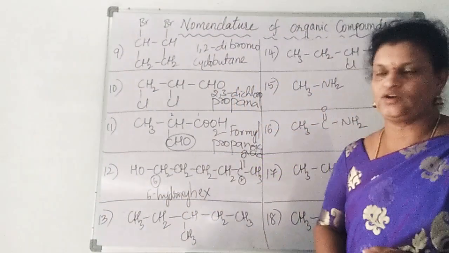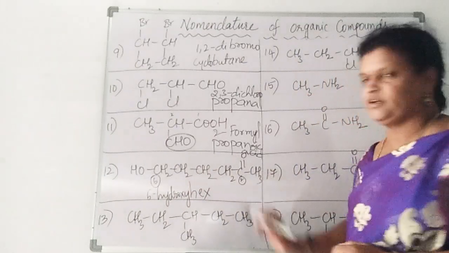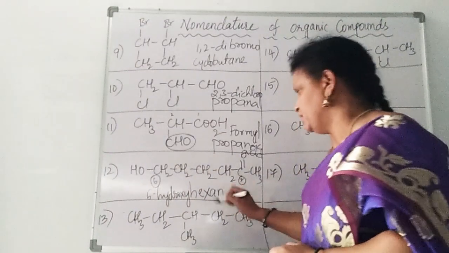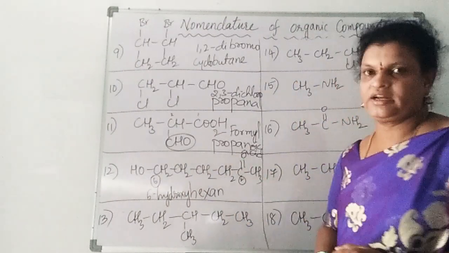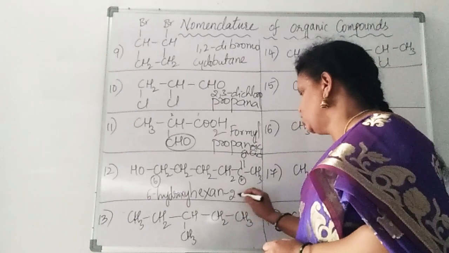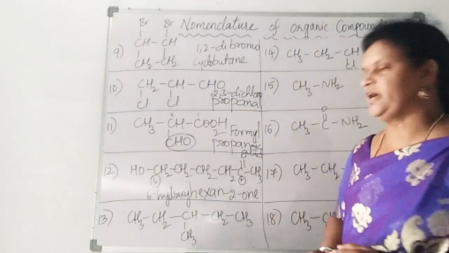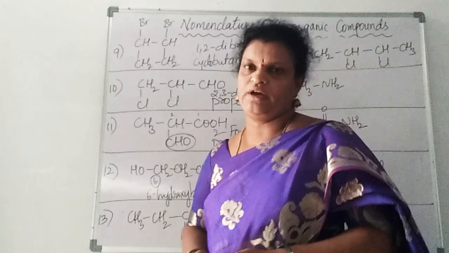6-hydroxy. Hex is the root word here. Carbon to carbon everywhere single bonds are there, so ane. Then the double bond O is present on the second carbon. That is why hexane 2-one. 6-hydroxy hexane 2-one we are going to write.